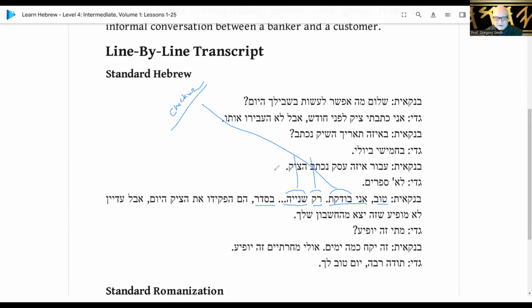Basader. Okay, so now he's saying good. I think he's saying, okay, like good. Basader. בסדר. Yeah, basader. Okay, so he found it. Let's see, this is Hapakido. Let's look at this. Hem Hapakido et Hatik.